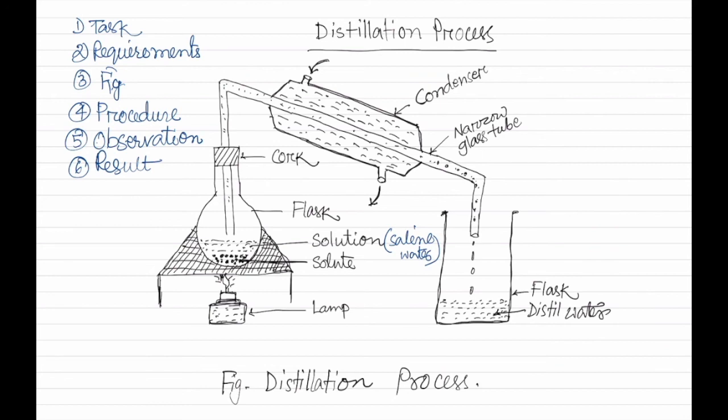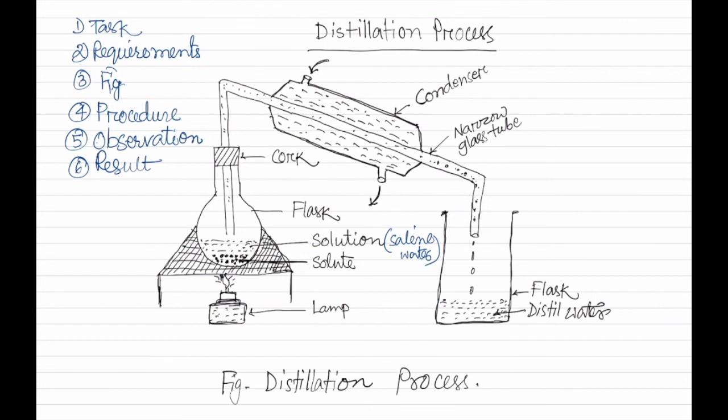Then what will be the procedure? First of all, there is a receiving flask, the flask that contains saline solution, on the left side of the apparatus, to keep the saline water required for the experiment. And the second thing is the condenser. The condenser is connected with the narrow glass tube, or delivery tube or outlet tube, whatever you want to call it.